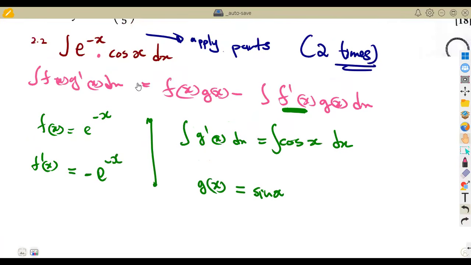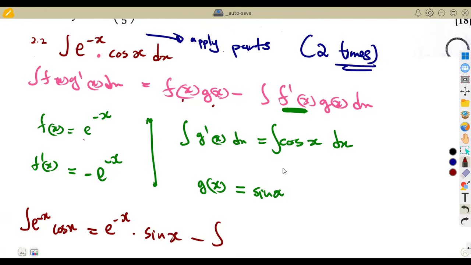So it means the whole integral of e to the exponent of minus x, the cosine of x is equal to f of x by g x. So that's f of x, e to the exponent of minus x, by g x. We got sine of x. So this will be sine of x minus the integral of the first derivative, which is minus e to the exponent of minus x, by g x dx. Our g x, remember, that's the sine of x. So you're going to have this.